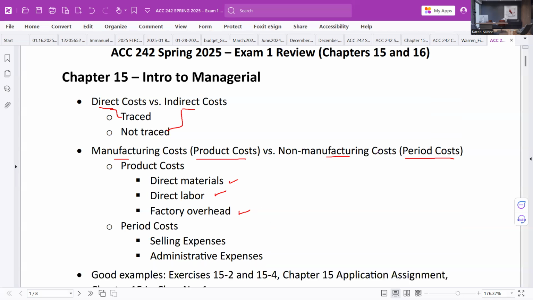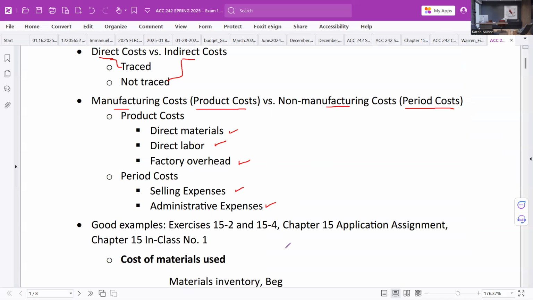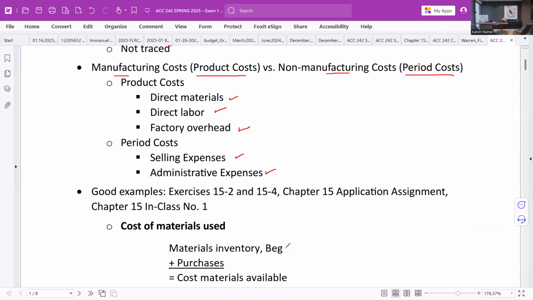And then the non-manufacturing costs, those are costs that are not related to manufacturing. There are two of them: the selling expenses and the administrative expenses. The examples that you want to work through, at a minimum, would be exercises 15.2, 15.4, and then the chapter 15 application assignment that you had to submit. And then there's also a chapter 15 in class number 1. These I've included at the bottom. I'll cover those in just a few minutes.